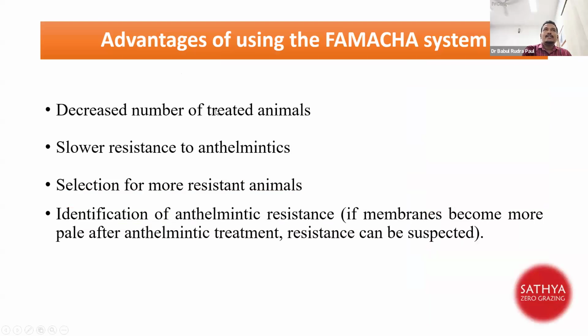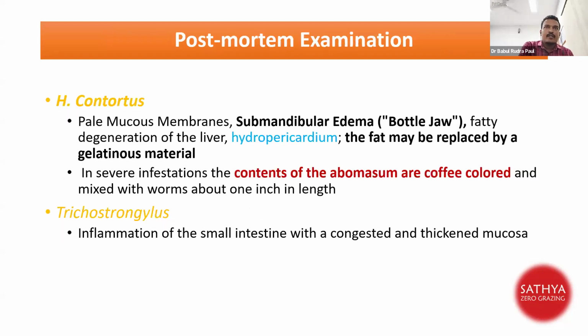What is the advantage of using the Famacha scorecard along with the other clinical parameters? It decreases the number of treated animals. That means if there is no anemia, we should not think of Haemonchus contortus or go for deworming. So there is slower resistance to the anthelmintic. If you are not treating the patient, there is less chance of development of resistance and selection of more resistant animals. So these are a few important advantages of using the Famacha system.